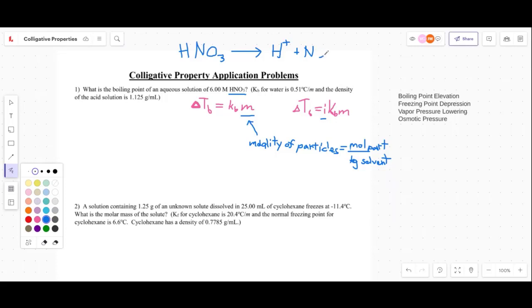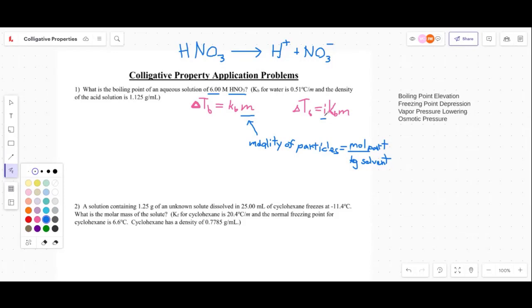Now, technically speaking, this isn't 100% accurate because, in truth, HNO3 actually reacts with water to form H3O+, but for our purposes, this is sufficient. But what we'll find is that especially for higher concentrations, sometimes they don't completely break up as we'd expect. And instead of getting two particles for every HNO3, we only maybe get an average of 1.5 particles for every HNO3.